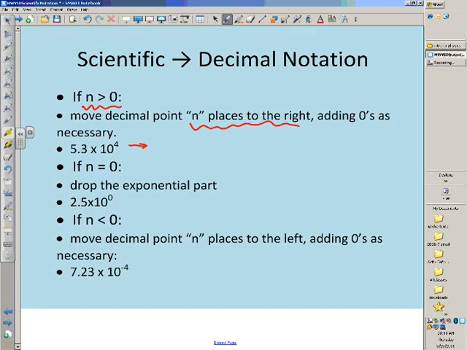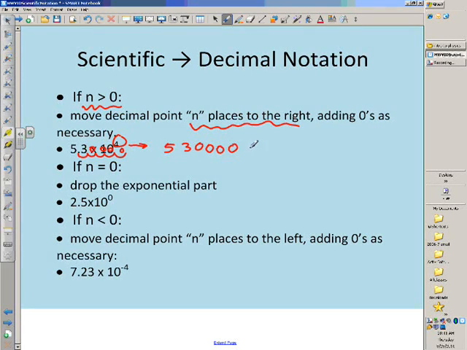So for this number, we need to move that decimal point to the right 4 places. So 5, right? And then if we go 1, 2, 3, 4, 5, but we'd have to add zeros in here. Okay, so that number would be 5, 3, and then 0, 0, 0, 0. Okay?